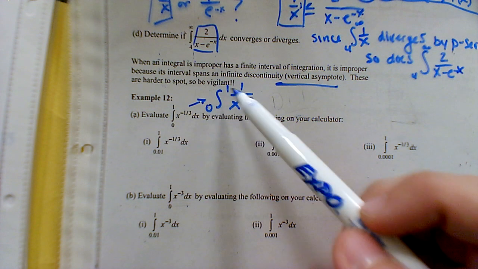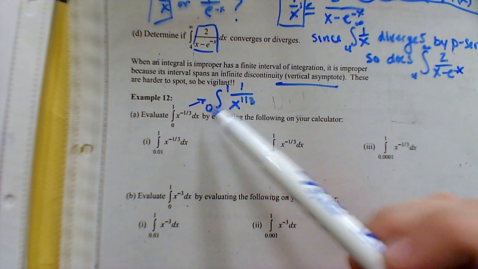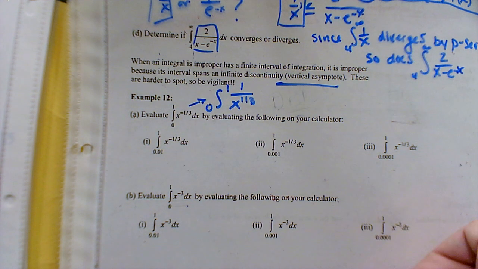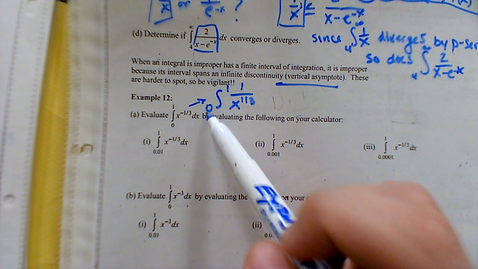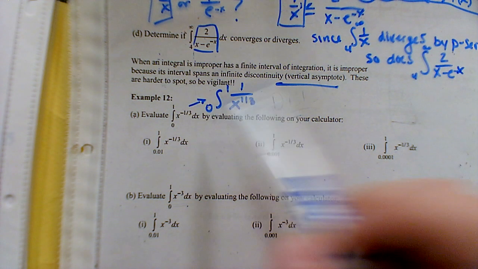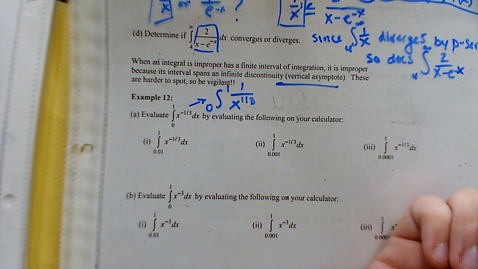So even though this might not look like an improper integral because you don't have an infinity going on, you do have some type of discontinuity showing up within those bounds, specifically an asymptote. So we're going to see how this operates in terms of their area values.